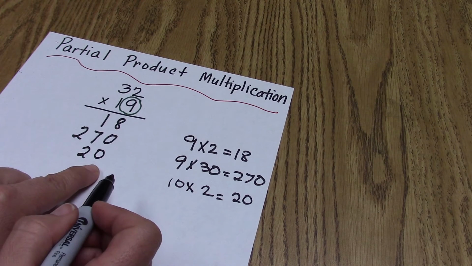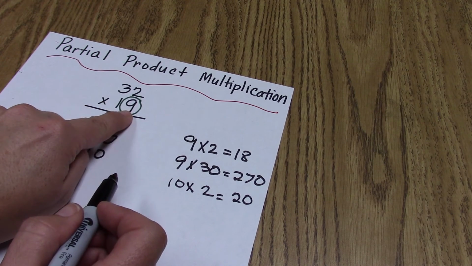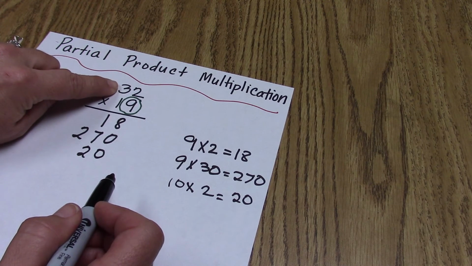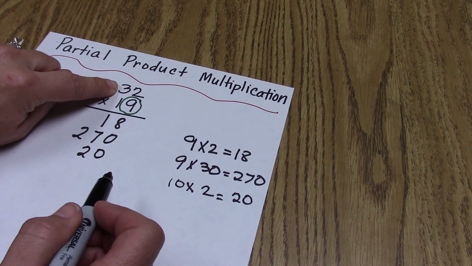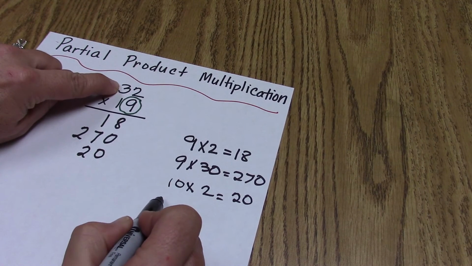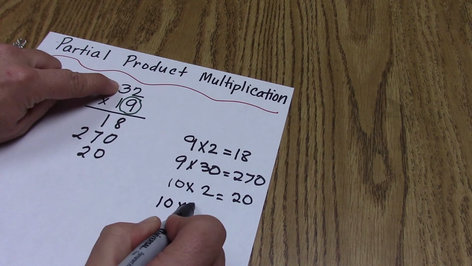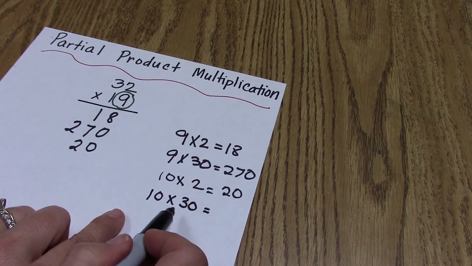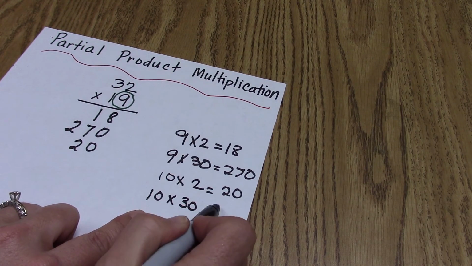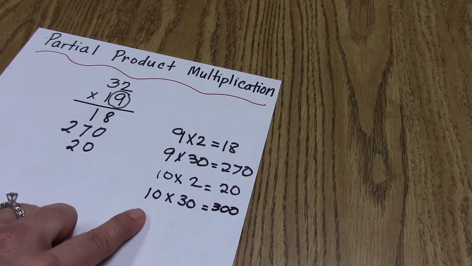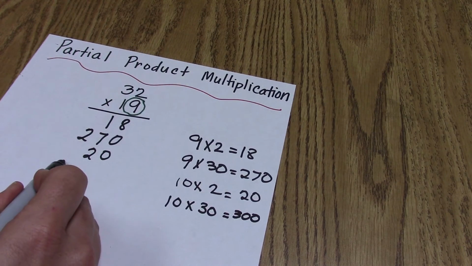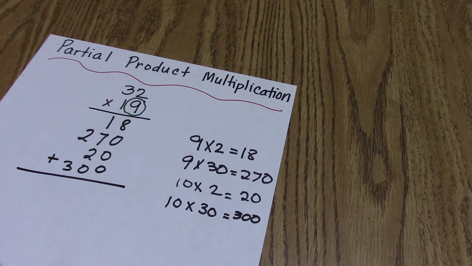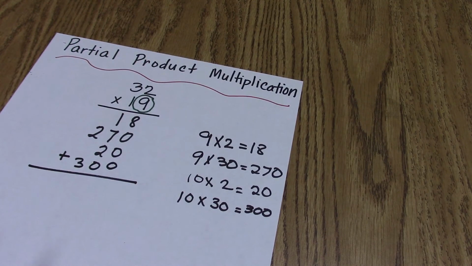And then the last step is going to be to multiply 10 times the 30. Again, remembering that this is not a 3, but it is a 3 in the tens place, which makes it 30. So I'm going to write my 10 times 30 over here. And I know that 1 times 3 is 3, and I have to add my 2 zeros, which makes 300. And then simply teach the students to add those numbers up very carefully.